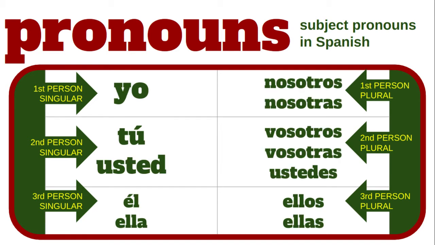It's exactly the same in Spanish. We're going to have them in the same order. First person forms at the top, second person forms in the middle, third person forms at the bottom, singular forms on the left, plural forms on the right.